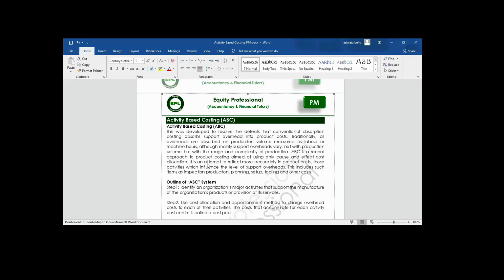Activity-based costing is a modern approach to product costing, whereby the overhead costs are shared to different products based on the activities that have given rise to the overhead, which may not be labor hours or machine hours.